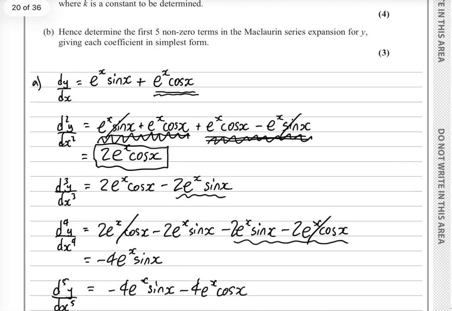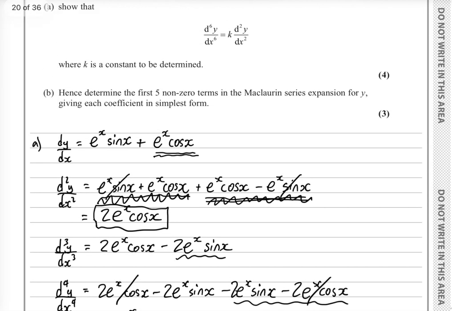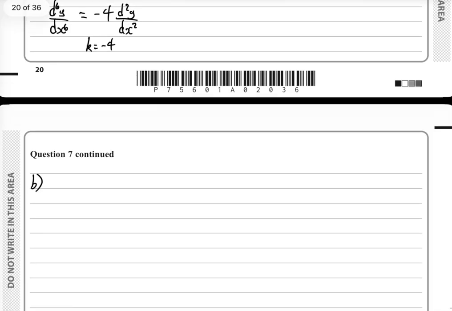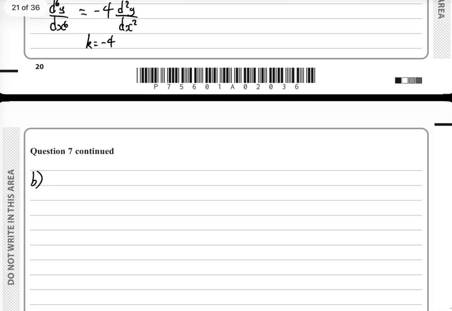Quite a long process, but not very difficult after getting those first ones differentiated. Hence determine the first 5 non-zero terms in the Maclaurin series expansion for y, giving each coefficient in simplest form. Okay, the Maclaurin series expansion is the Taylor one with a equals 0.